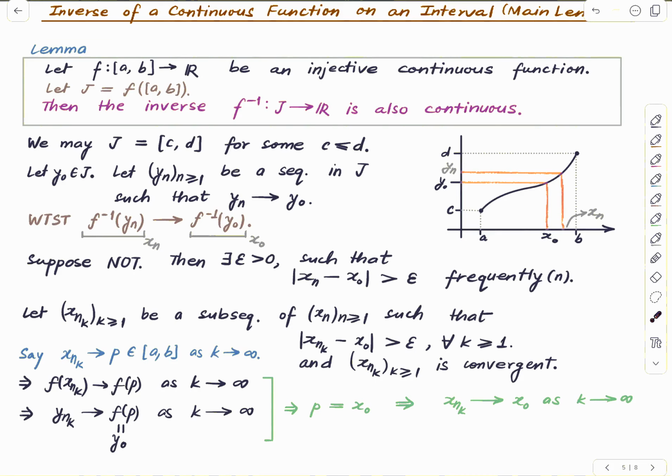The pathology that we saw in the beginning of the lecture does not arise if we have a closed interval as the domain of a function. So now naturally it leads to the question, what if we replace this with just some arbitrary interval? Does the same statement still hold? And indeed it does.